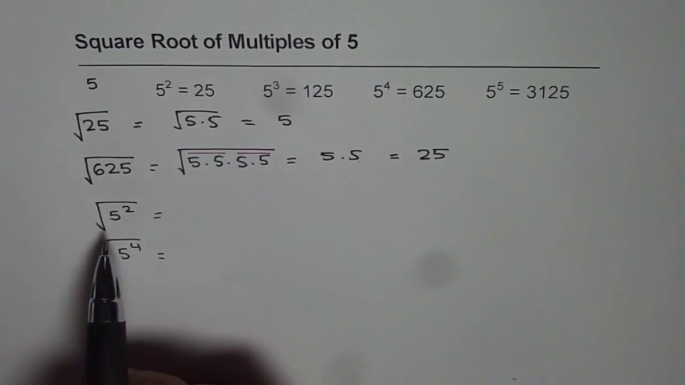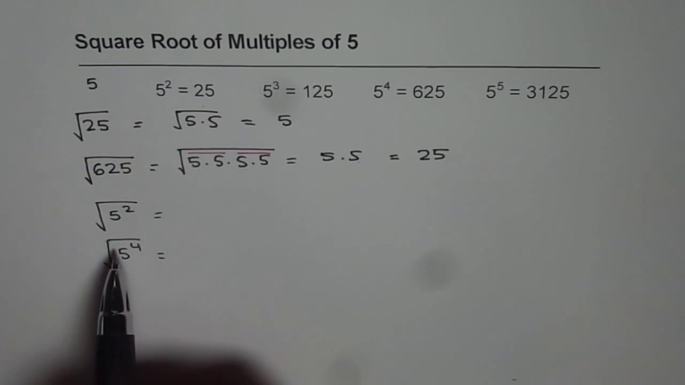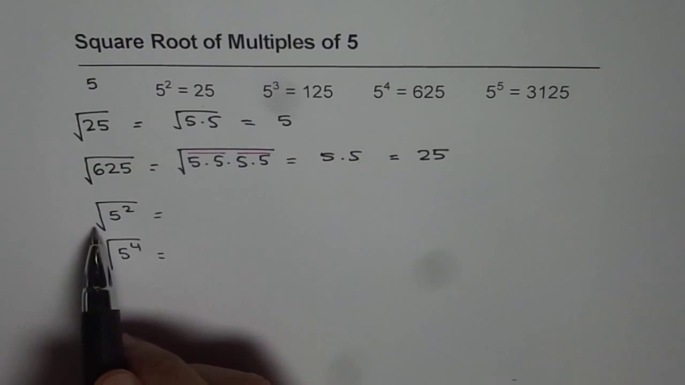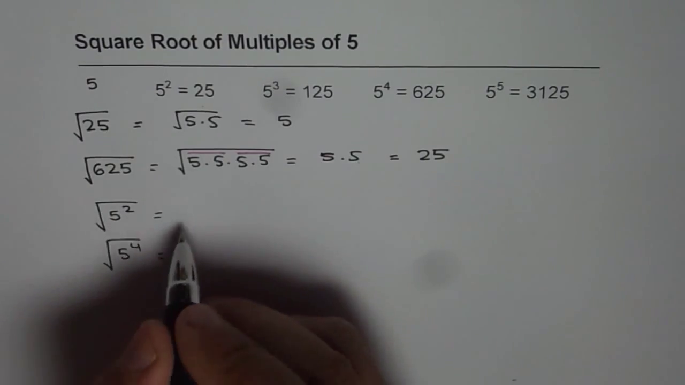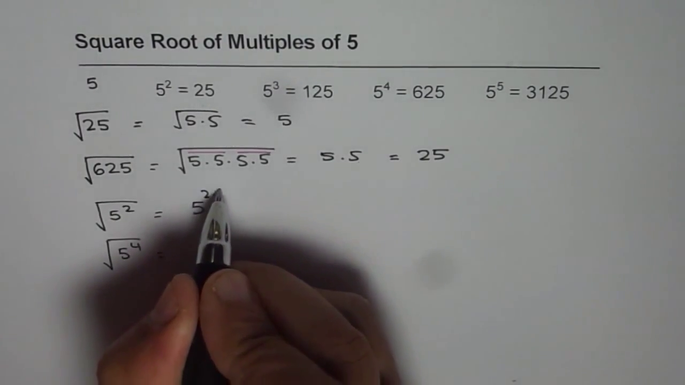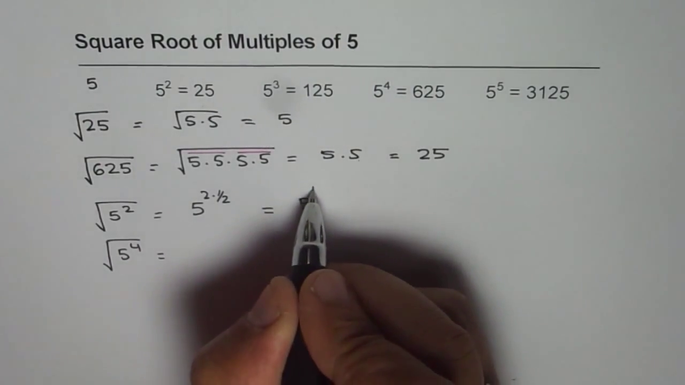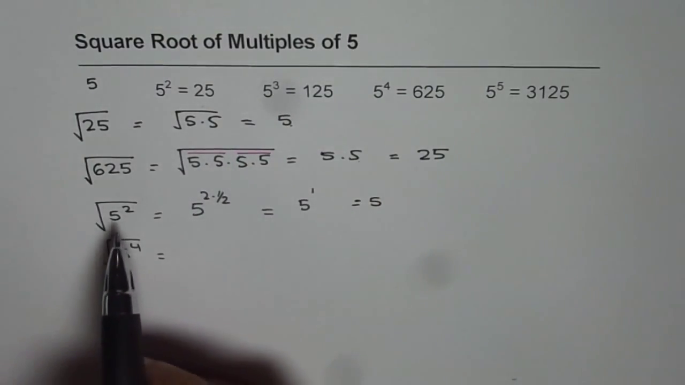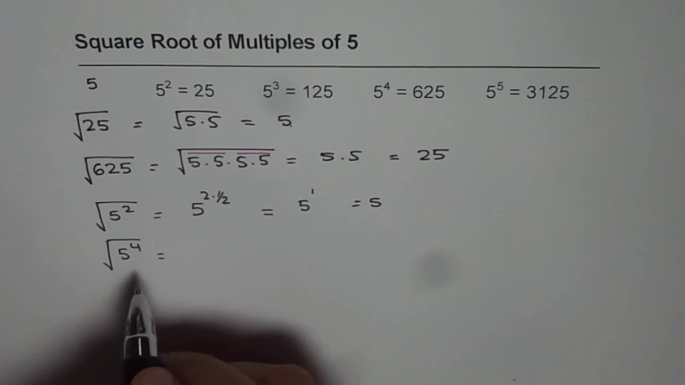Now if I am given a question like this, the square root of 5 squared, what should be the answer? Well, 5 squared is 25, we know the answer is 5. But whenever we have a square root, it means the exponent is half the exponent. That means 5 squared, times half of it, right? So half of 2 is 1, and that is indeed 5. So we get the same answer, right? So the square root of 5 squared is 5 to the power of 1, which is 5.